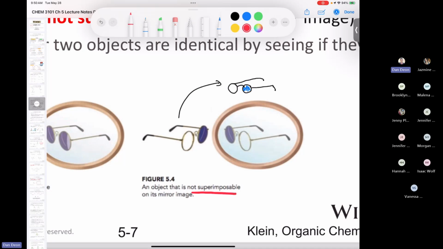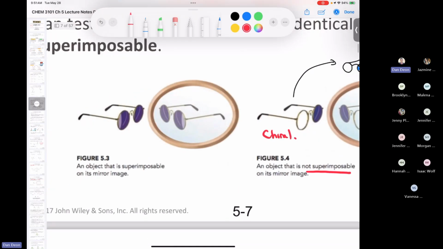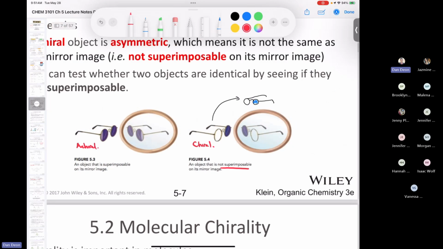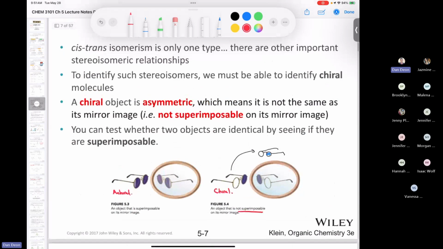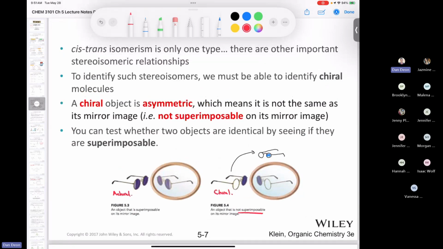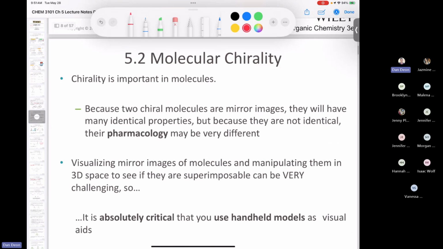And so we say that these glasses here are chiral, whereas these glasses here are achiral. So chiral means not superimposable on its mirror image. Another example would be the human hands. If you hold up your two hands next to each other, you see that they are mirror images. They look identical, but if you put them one on top of the other, you see that they are not superimposable. A left-handed glove is not going to fit your right hand, for example. So the human hand would also be something that is chiral.